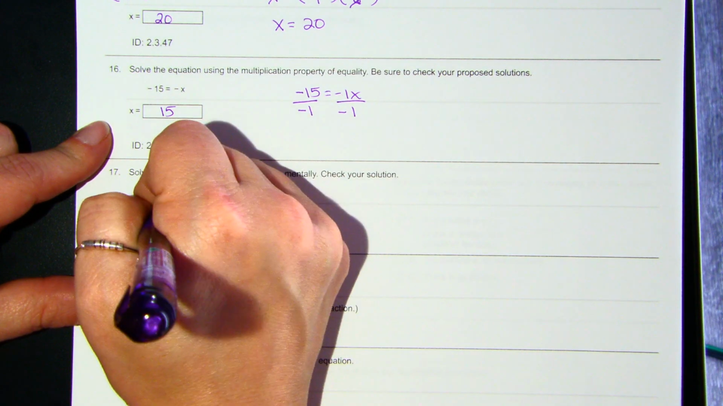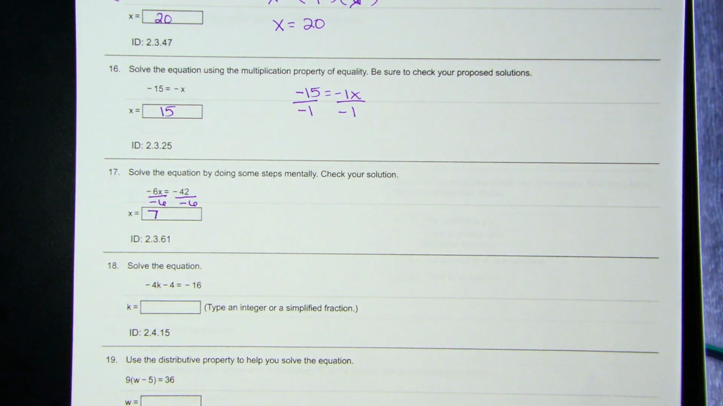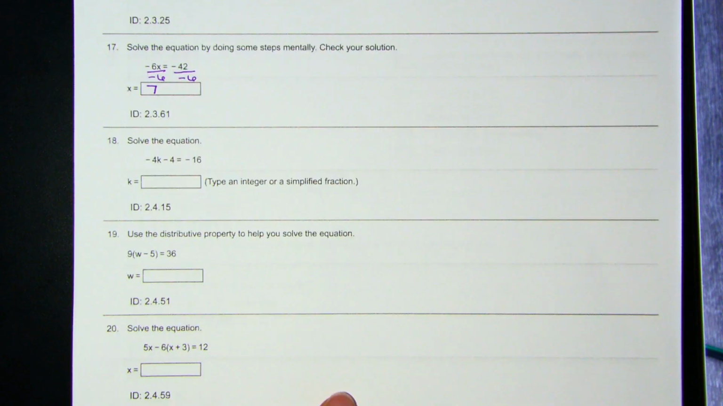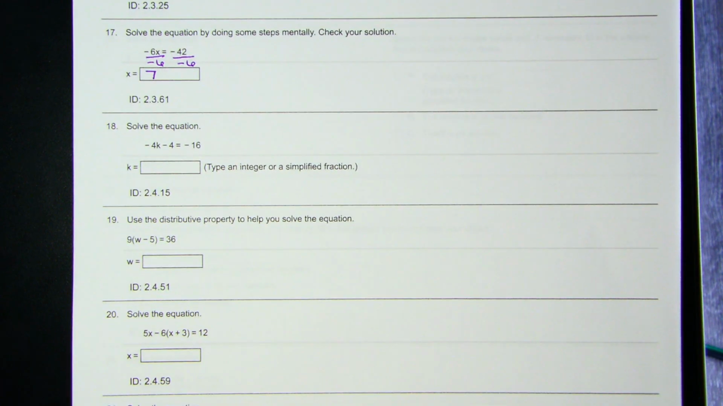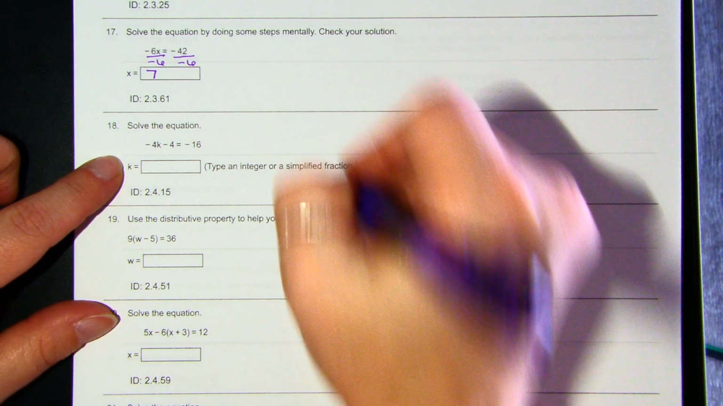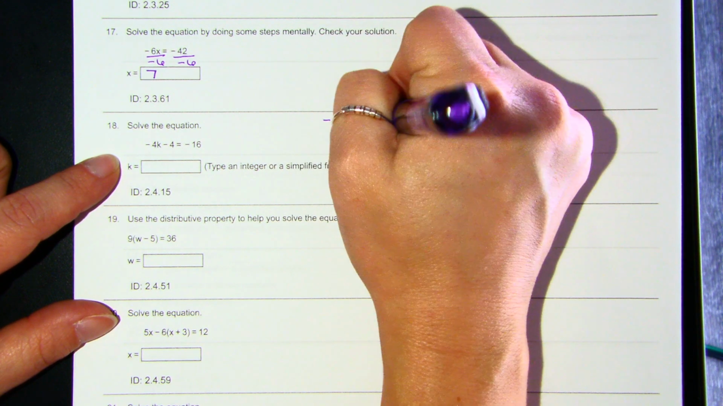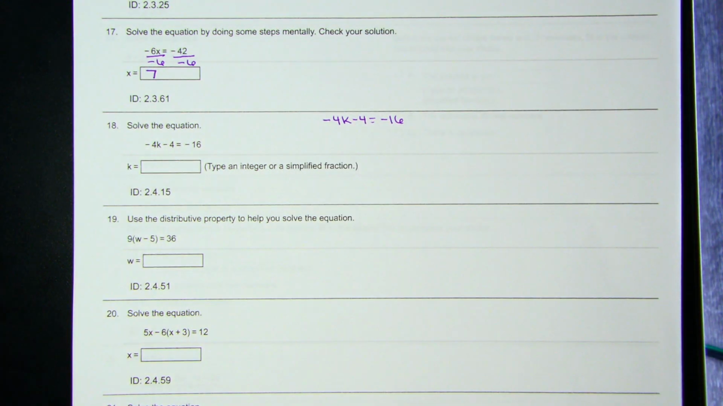Scrolling on down. Number 18, we have negative 4k minus 4 equals a negative 16. These are multiple step problems. So we have two different numbers that are attached to our k, or on the same side as our k. We have the negative 4 that's being multiplied, and we have the 4 that's being subtracted, however you want to think about that.